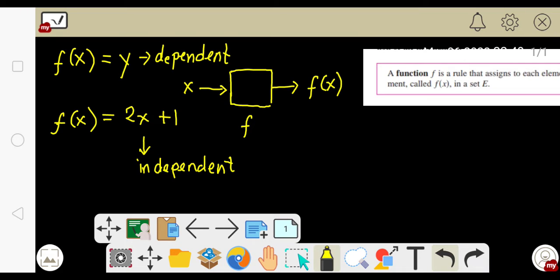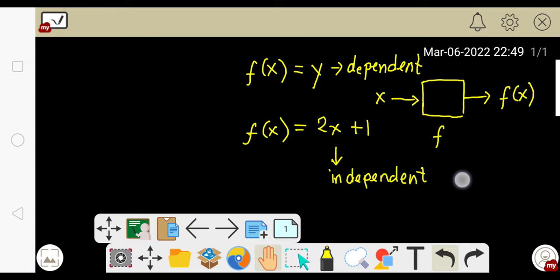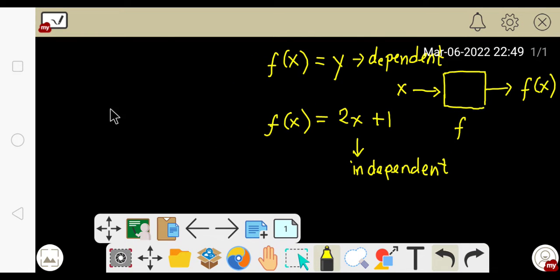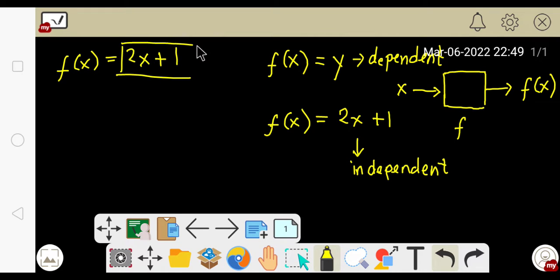So, what is our domain and range? In this function, f of x is equal to 2x plus 1, our x is our domain. And our f of x is our range. Simply, our domain is our input and our output is our range. And this expression right here is our function.